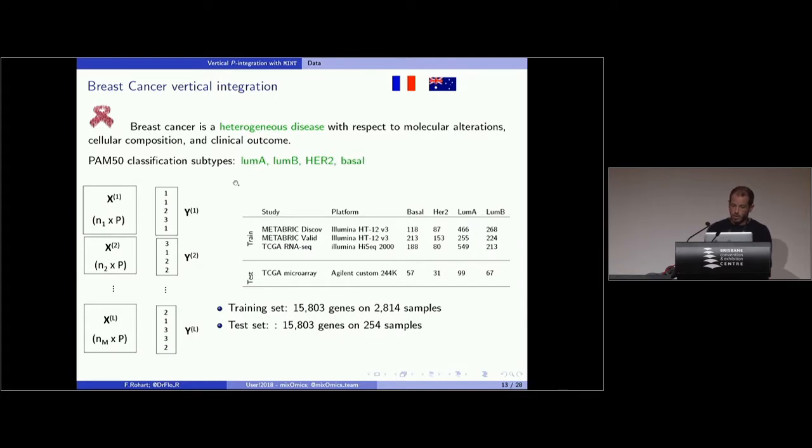In that breast cancer example, we have 4 subtypes of breast cancer: Lum A, Lum B, HER2, and basal. We have access to 4 studies, so we're putting 3 as a training set and 1 as a test set. In the training set, we are combining microarray data and RNA-seq data, so it's a bit tricky. It's supposed to be tricky. And we have around 3,000 samples in our training set and only 200 in the test set.